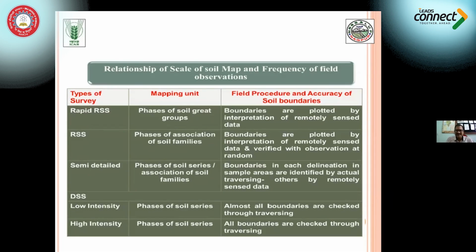remotely sensed data. In case of the reconnaissance soil survey, again the boundaries are delineated by the interpretation of remotely sensed data, and some patches you can verify by traversing randomly. In case of semi-detailed soil survey, the boundaries in delineation samples are identified by actual traversing. Most of the boundaries are identified and verified by actual traversing, and whenever there is a complex or inaccessible area, you can take the help of remotely sensed data. However, in case of detailed soil survey, all the boundaries are checked by actual physical traversing.